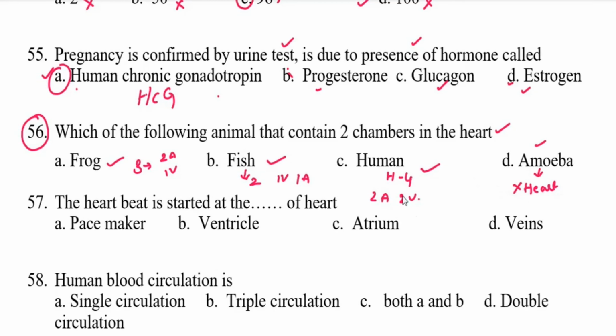It has no heart. So the remaining three have a heart, but with different chambers. The correct answer for this question is that the fish has two chambers in its heart. Okay. Coming to the 57th question: the heartbeat is started at the dash dash of the heart.